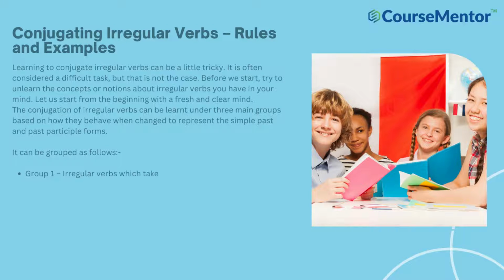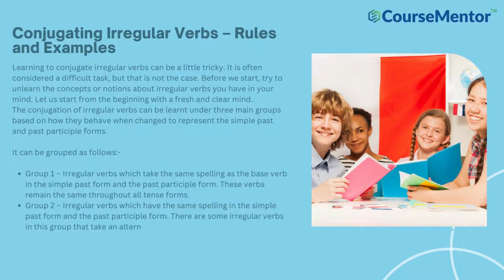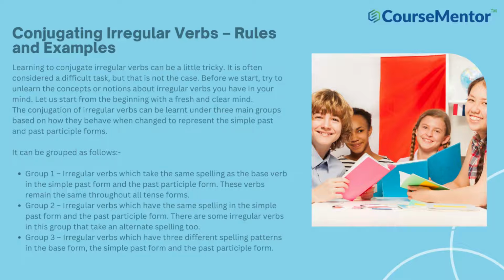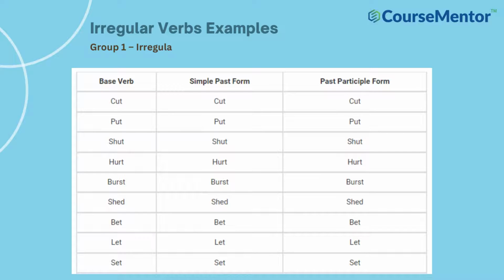It can be grouped as follows. Group 1: irregular verbs which take the same spelling as the base verb in the simple past form and the past participle form. These verbs remain the same throughout all tense forms. Group 2: irregular verbs which have the same spelling in the simple past form and the past participle form. There are some irregular verbs in this group that take an alternate spelling too. Group 3: irregular verbs which have three different spelling patterns in the base form, the simple past form and the past participle form.